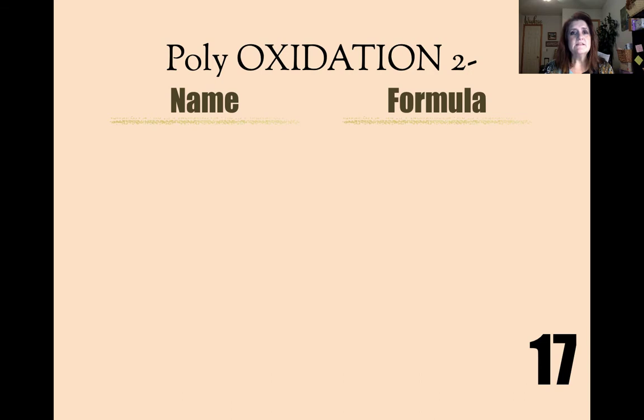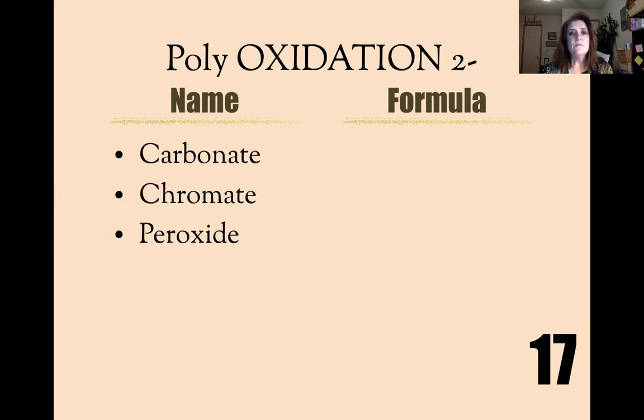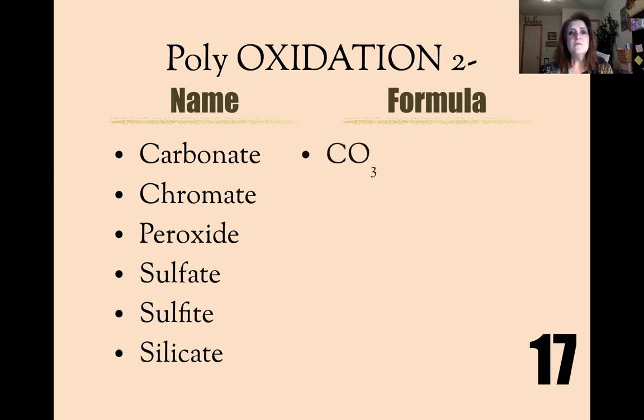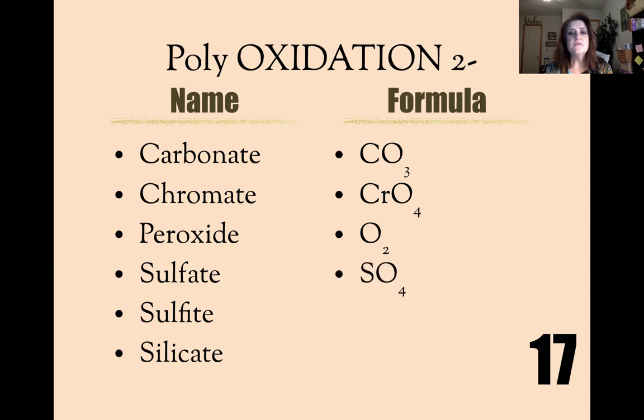These are a list of polyatomics with an oxidation of 2 negative, similar to group 16 on the periodic table. They are carbonate, chromate, peroxide, sulfate, sulfite, and silicate. The formula for carbonate is CO3. Chromate is CrO4. Peroxide is O2. Sulfate is SO4, sulfite is SO3, and silicate is SiO3.